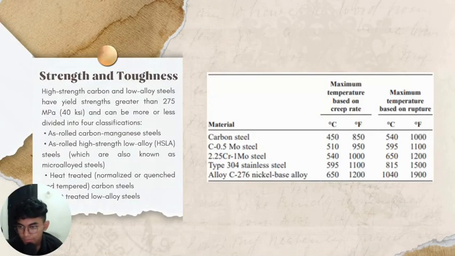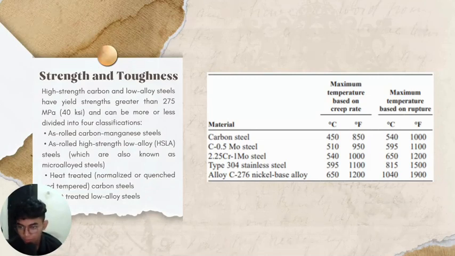The next slide is strength and toughness. The word steel has become synonymous with strength, and the description "strong as steel" is common in everyday language. Steel is usually associated with strength because many of its uses necessitate steel in one form or another, like superalloy. High-strength carbon and low-alloy steels have yield strength greater than 275 MPa or 40 ksi.